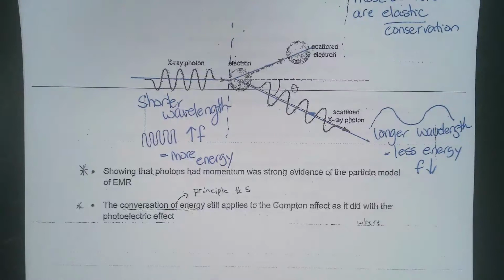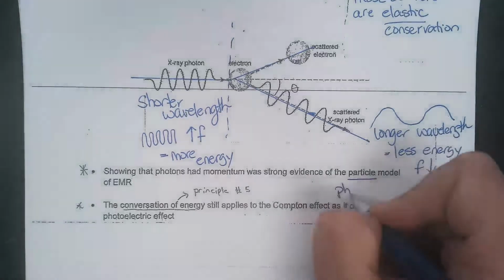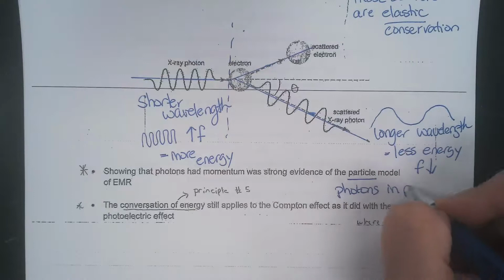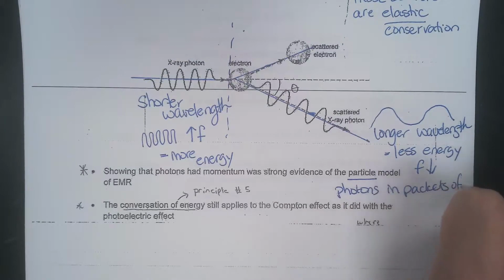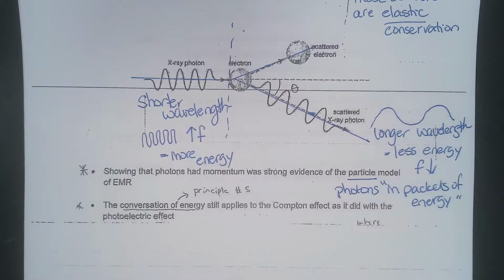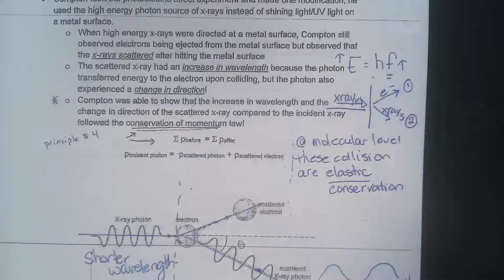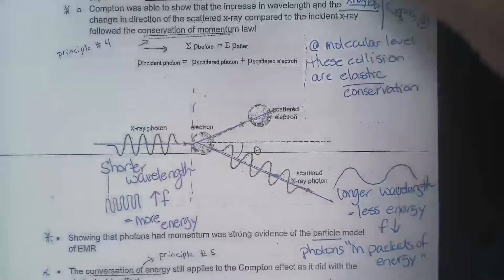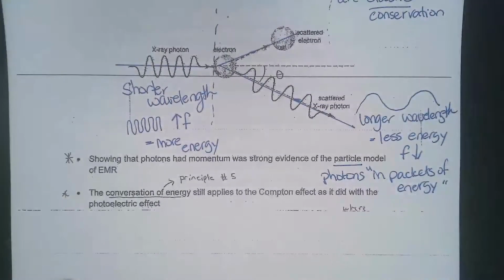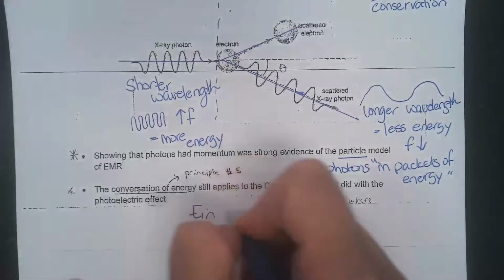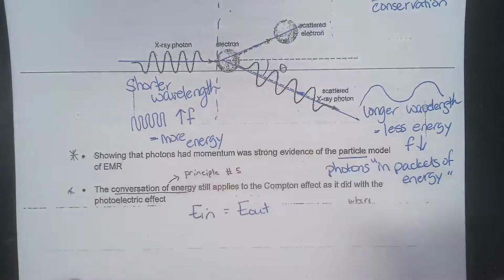Okay, we can show that photons have momentum, and Compton was able to do that with the evidence of the particle model of EMR, being that we are dealing with photons in packets of energy. So when we're talking about energy, we're talking about energy up here, we're talking about energy here. Not only are we looking at the conservation of momentum, but we're also looking at the conservation of energy. So whatever energy comes into the system, energy needs to be going out of the system.